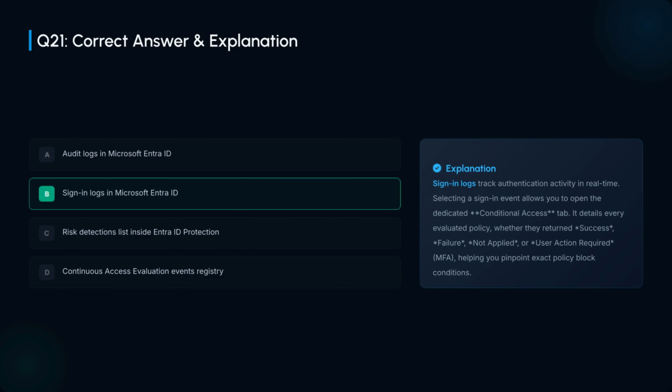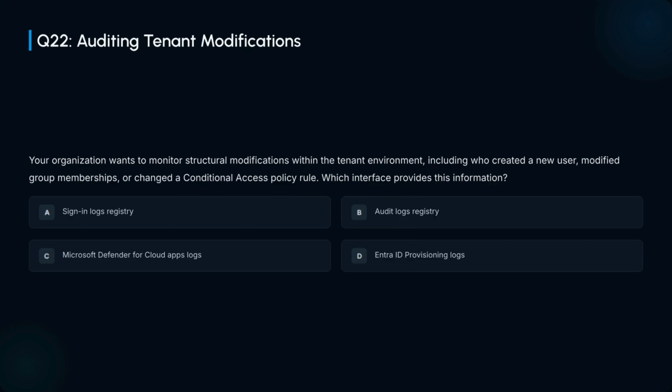The correct answer is B, Sign-in logs in Microsoft Entra ID. Selecting a sign-in event opens the Conditional Access tab, detailing every evaluated policy and its result to pinpoint the exact conditions for the block.